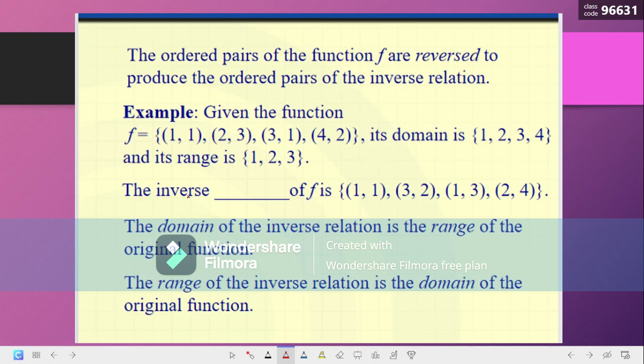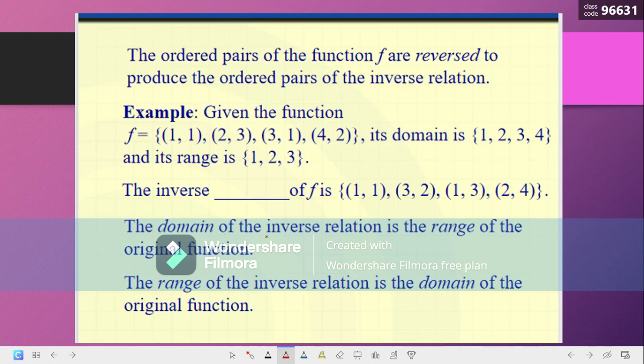Okay. So the inverse of this function f would be (1, 1), (3, 2), (1, 3), (2, 4). Meaning to say, we just simply switch the values of our x and y. This x coordinate is now the y coordinate. So we have (1, 1). Instead of (2, 3), we have (3, 2). From (3, 1), we have (1, 3). And from (4, 2), we have (2, 4).